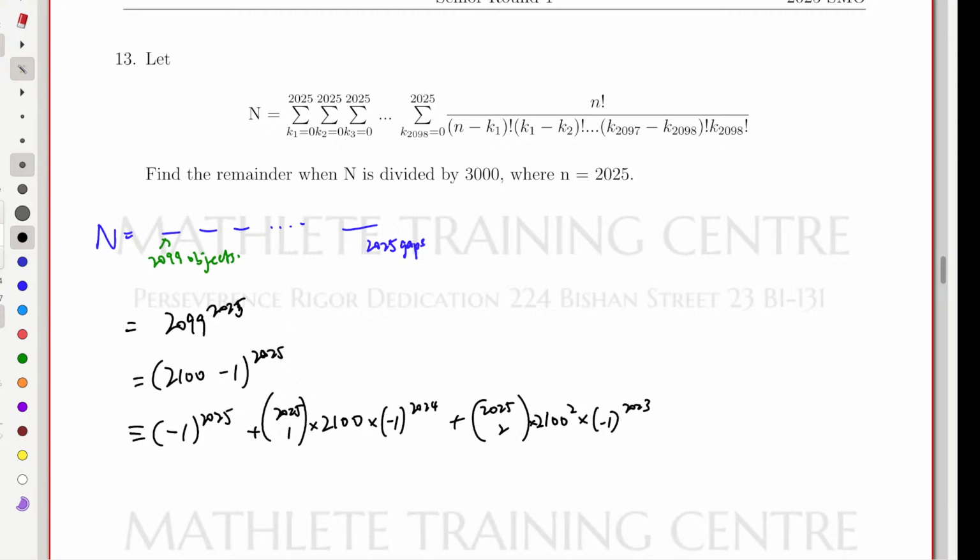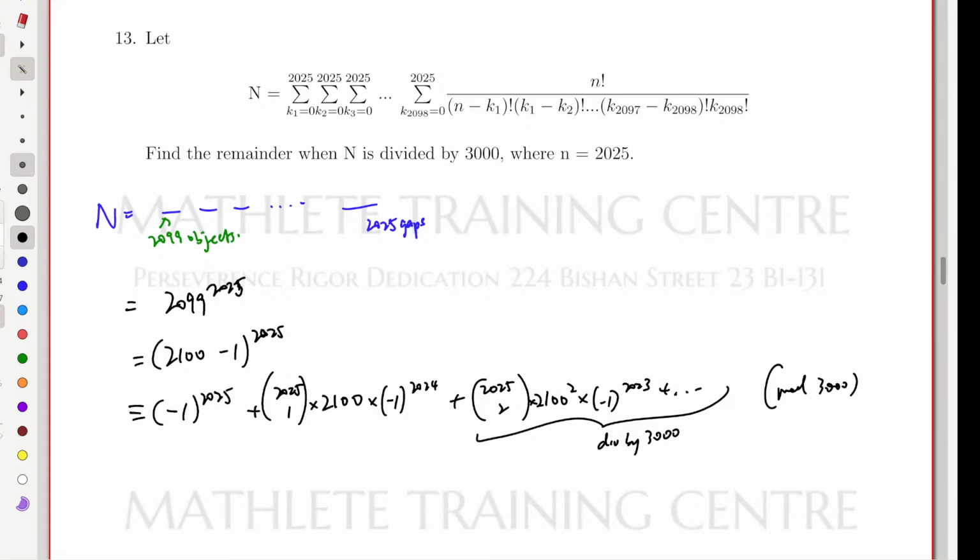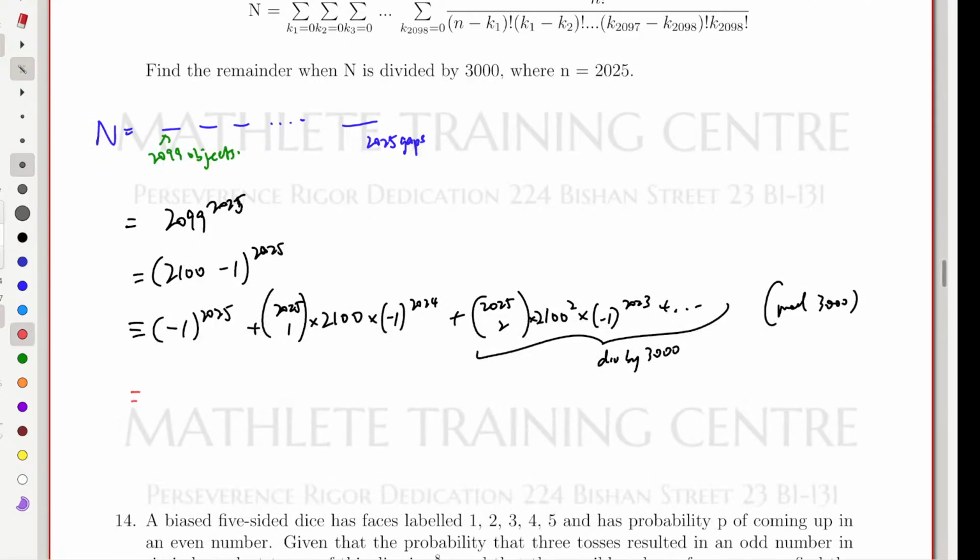Every single other number will be divisible by 3000. In fact, already this number is divisible by 3000, because 21 is divisible by 3, and then you have a 100 squared which is divisible by 1000. So everything else you don't have to consider. You only need to consider the first two terms, which are negative 1, and then 2025 times 2100.